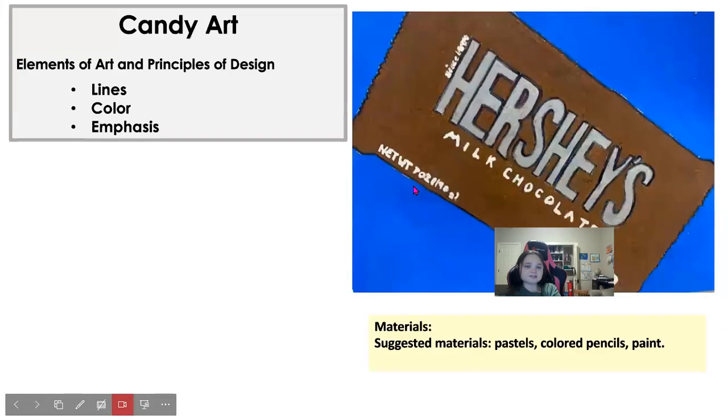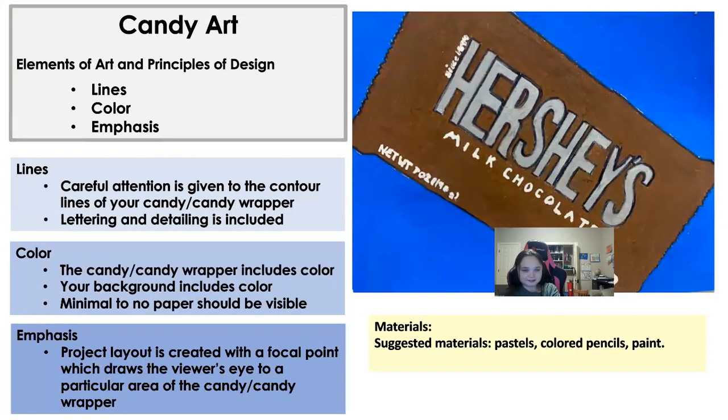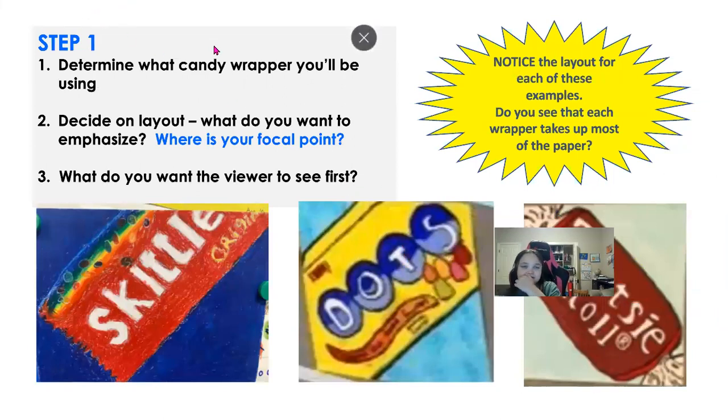Okay, so step number one is to obviously determine what candy wrapper you'll be using. I was going to look up a cool space candy wrapper that had the night sky and stars in it. Sadly, I did not find a famous one. I just found those crappy happy birthday ones.